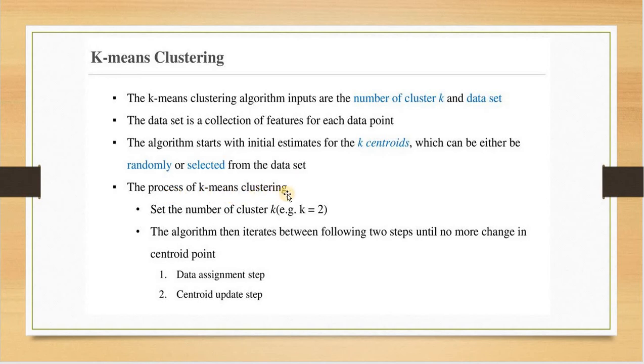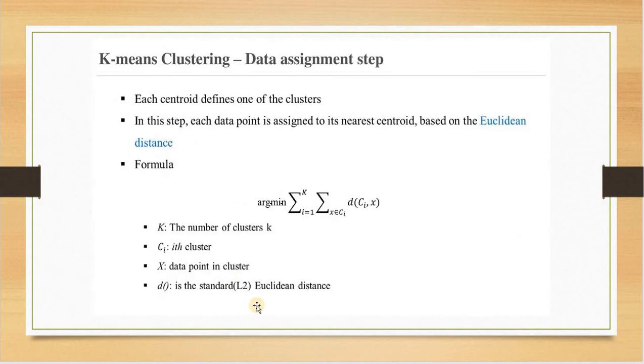Now we will understand the steps of the k-means clustering process. The first step is to set the number of clusters k. This is by our own choice. We have to choose the number of clusters on our own in the first step. We can take 2, 3, 4, anything based on our own choice. And then the second step is that the algorithm iterates between the following two steps until there is no more change in the centroid points. So these two steps are going to repeat until we get the best clusters. The two steps are the data assignment step and the centroid update step. Firstly, we will learn about the data assignment step.